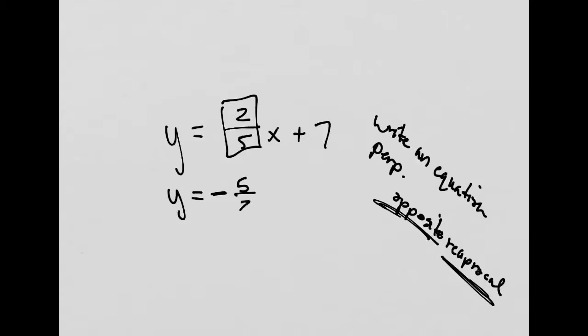So 5/2. And then I just have to have a different y-intercept, or it could be the same if it's perpendicular, just not if it's parallel. But I mean, I could just make it anything. As long as the slopes are opposite reciprocal, it doesn't matter what the b is.